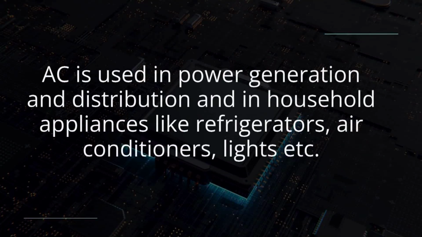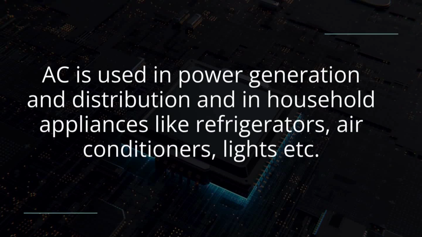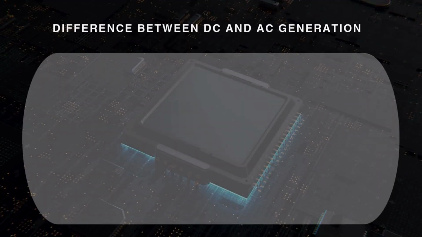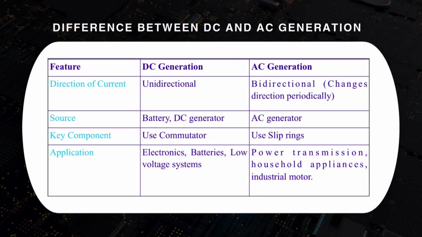Now, where do we use the AC? So, AC is used in power generation and distribution and in household appliances like refrigerators, air conditioners, lights, etc. So, what is the key difference between AC and DC generation? Please see this table where we have featured the categories, and let's see the difference between the AC generation and the DC generation.